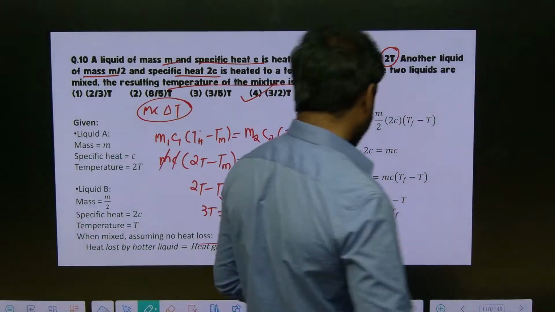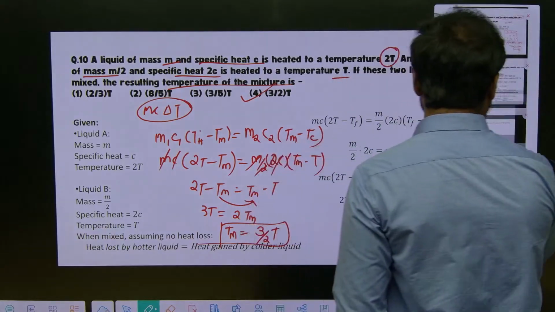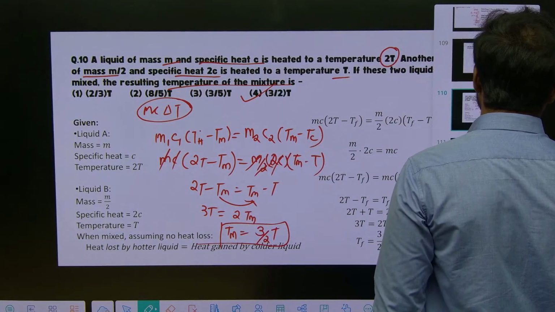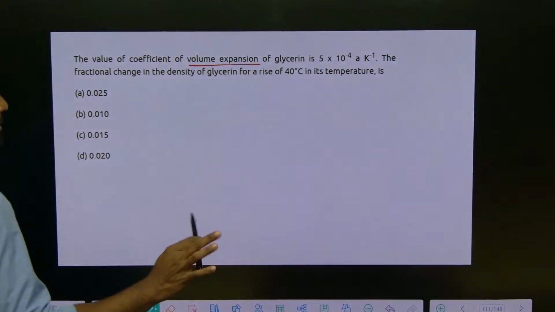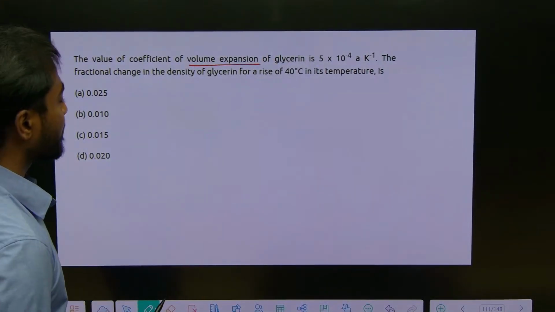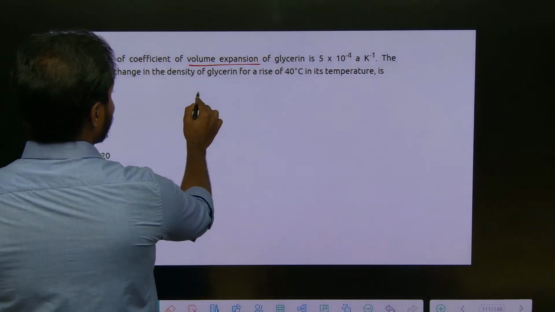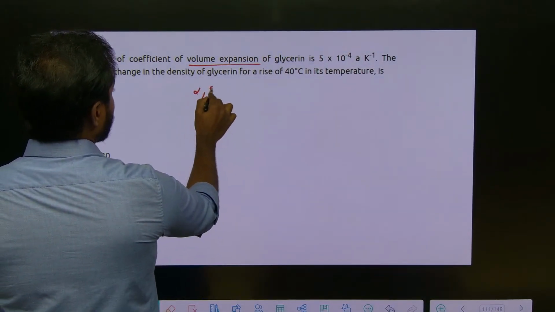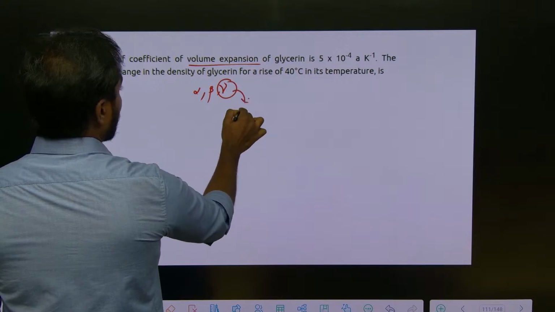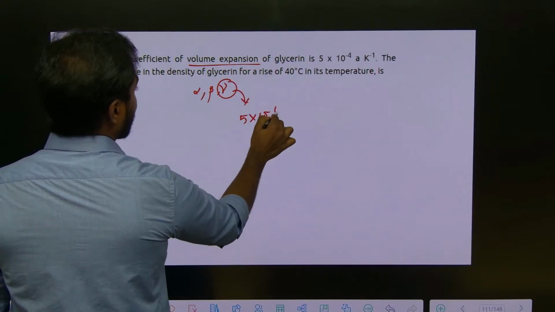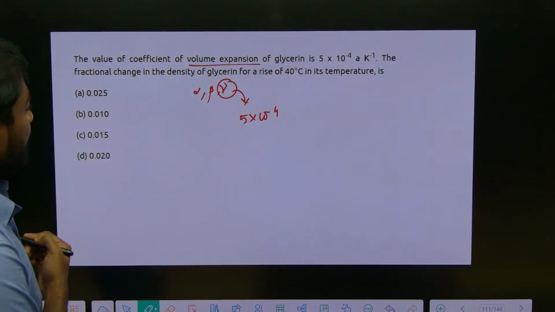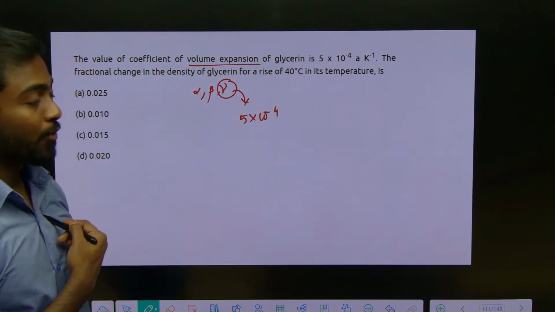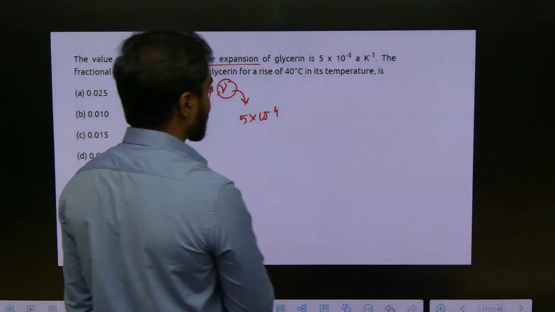Done? Okay. So I'll give a homework question for you guys. The value of coefficient of volume expansion is a simple question. Volume expansion of glycerin, so volume expansion in the sense alpha, beta, gamma. Gamma is the volume expansion, 5 into 10 power minus 4. The fractional change in density of glycerin for a rise of temperature of 40 degrees Celsius in its temperature.